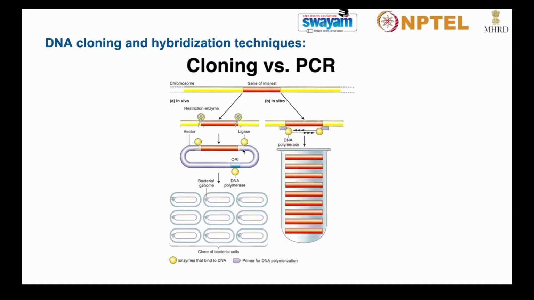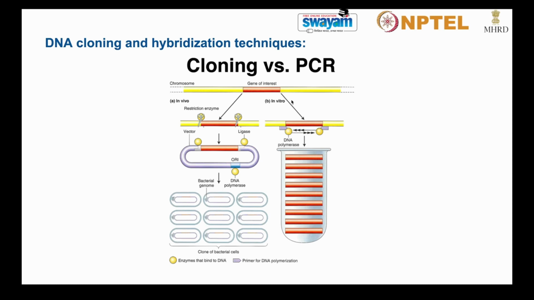They will base pair with one another, and further we will ligate the DNA to the vector. Now the vector contains the ori, that is the origin of replication, where the polymerase can bind and start its replication. In this way, it will produce multiple copies inside the bacterial cells. So this is the clone of bacterial cells, and in this way its number has amplified.